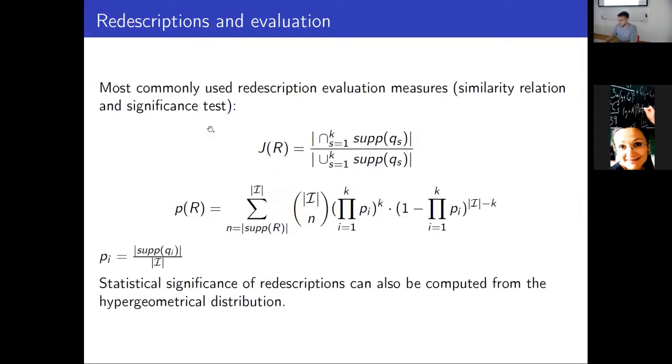Okay, so for the similarity relation, mostly people use Jaccard similarity because it naturally computes the similarity. It computes the intersection divided by the union, and if the intersection and the union are the same, it means it describes only these instances and no other. This is the best. We also have in the constraint set one of the more important measures, which is the significance of a redescription. Basically, I try to compute how probable it is to get a redescription with a support of this size or larger by randomly joining queries with some a priori probabilities computed like this.